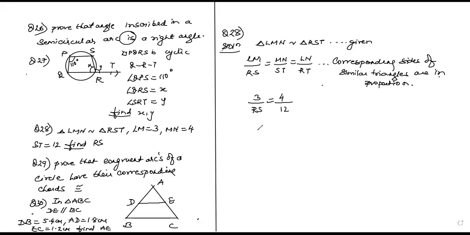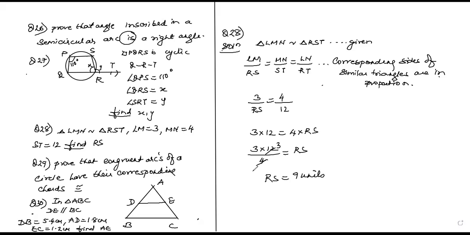Forget it. Now rs I want, so cross multiply. 3 into 12, 4 into rs. 3 into 12, the 4 comes down, is equal to rs. 4 threes are 12. So what is rs equal? 9 units. Rs equal 9 units.